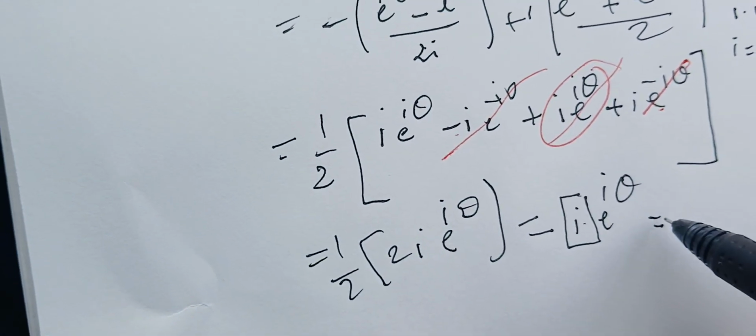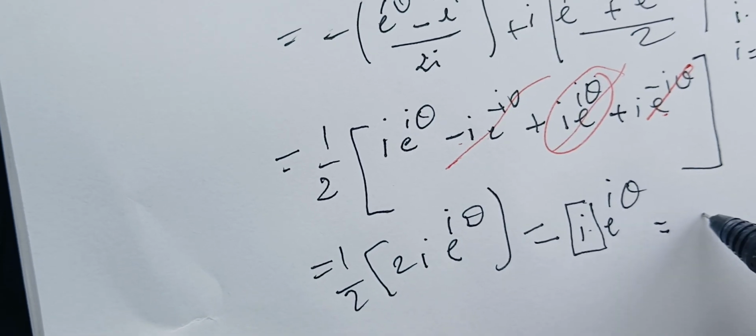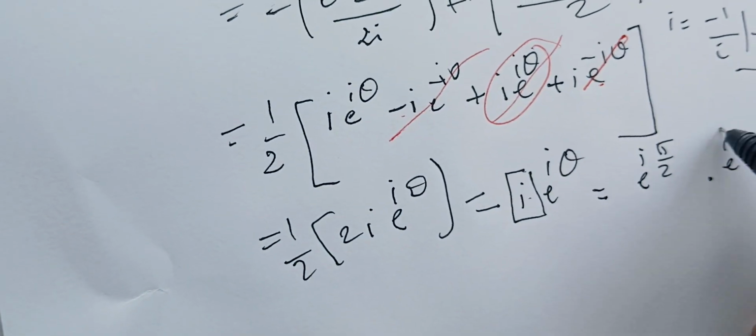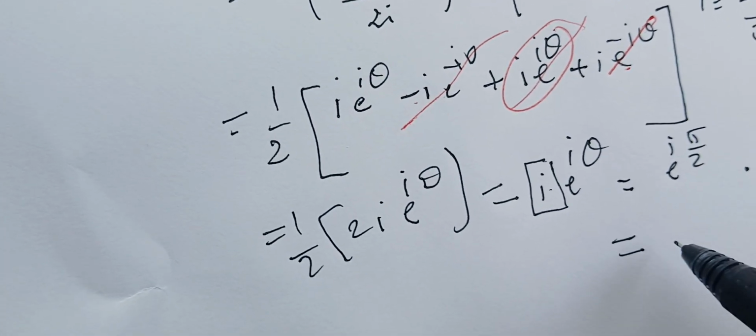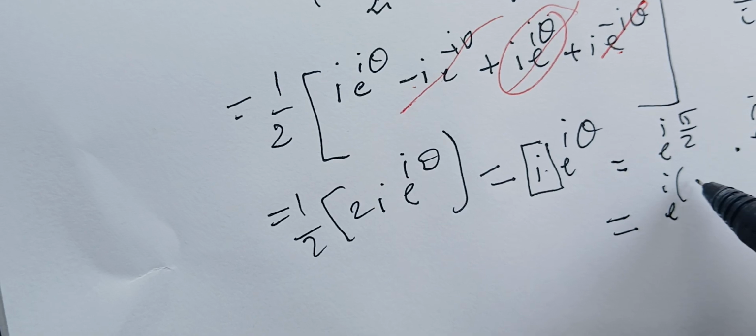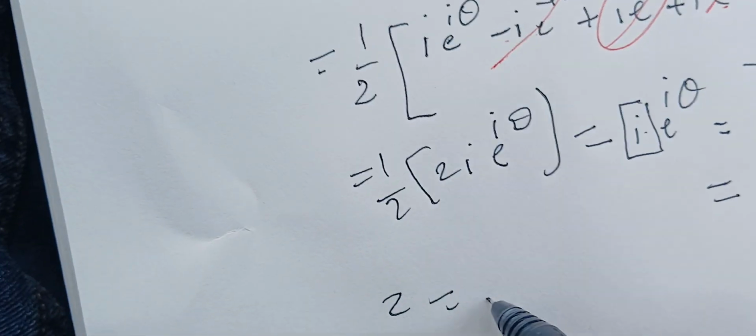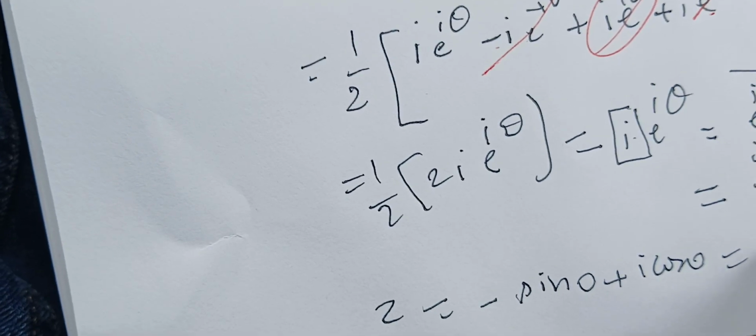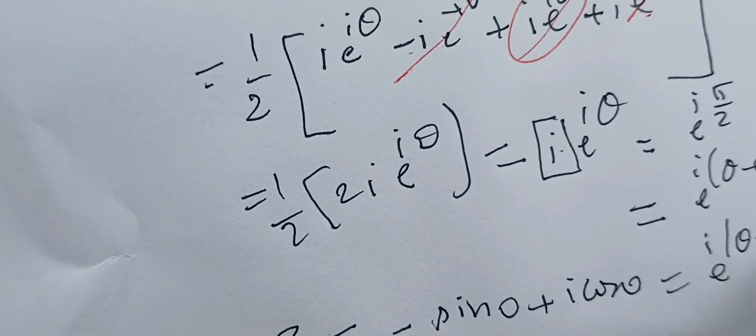So we know that e to i pi over 2 is i. So this is e to i pi over 2 times e to i theta. And using the rules of exponents, we get e to i theta plus pi over 2. So in this case, our z, minus sine theta plus i cosine theta, is e to i theta plus pi over 2.